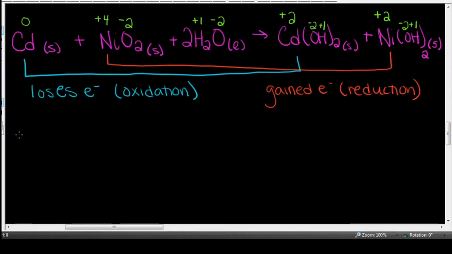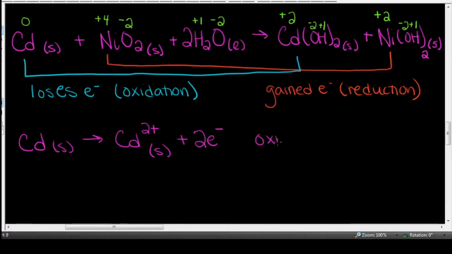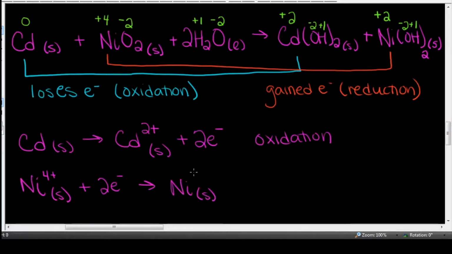If I wanted to write out these 2 half reactions, cadmium solid is becoming cadmium 2+ through the loss of 2 electrons. So this is an example of oxidation. And then the other half reaction is the nickel solid with a 4+ charge, gaining 2 electrons to become nickel solid with a 2+ charge. And this is reduction.